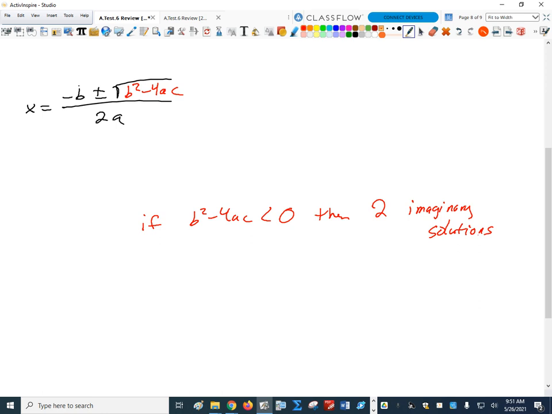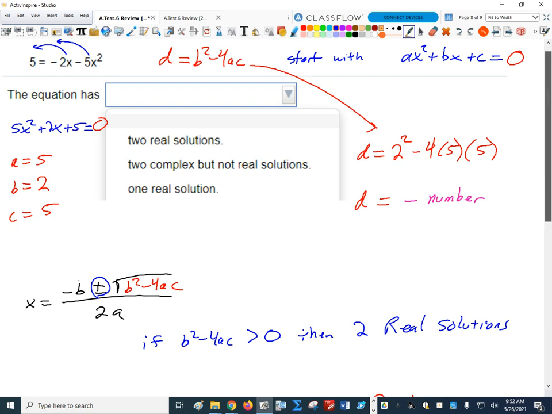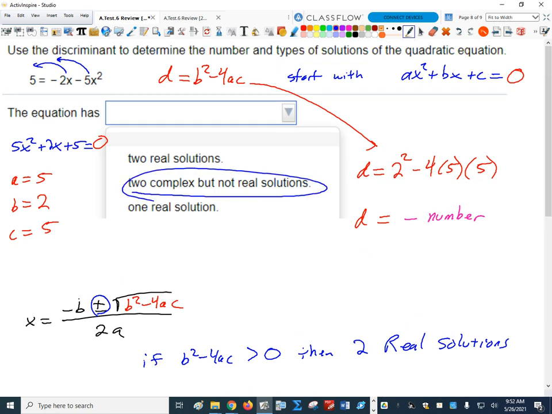Now, on the other hand, if our discriminant is positive, well, then I'm not getting any i's in my answer, and I'm getting 2 solutions, one for the plus and one for the minus. Just like I got two imaginary numbers when it was negative, one for the plus and one for the minus. And then if it's equal to 0, we get 1 solution. So in this case, we know the answer is two complex solutions, right?